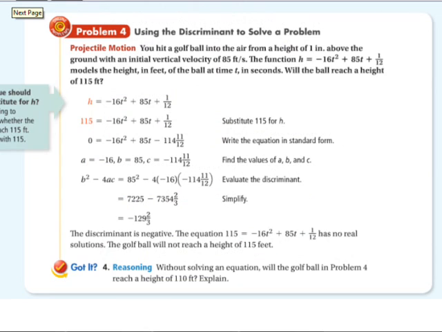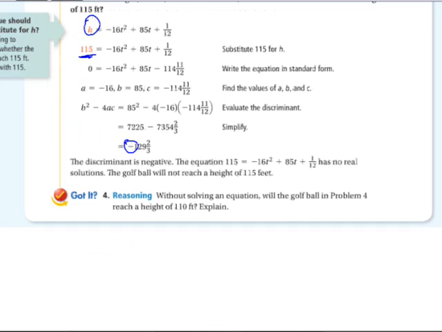Problem number 4 is using the discriminant to solve a problem. So all that's asking is given this example, will the ball reach a height of 115 feet? So we make the h 115, we move it over here, and then we're going to find the discriminant. We just want to know, is it possible that it could reach that height? So we just find out if there's 1, 2, or no real solutions. And when you plug that in, you get a negative number, so there's no real solutions. Go ahead and try that on number 4, okay?